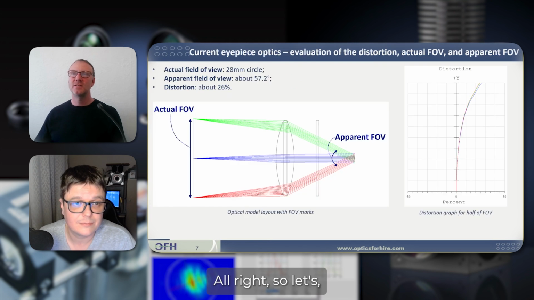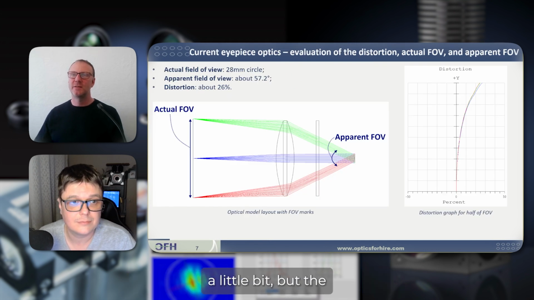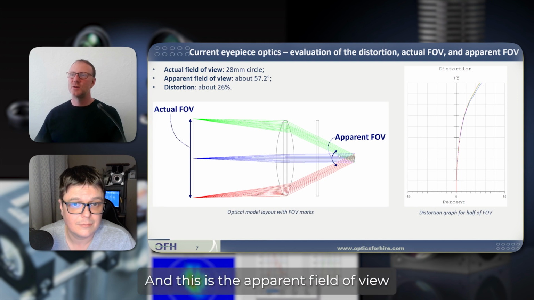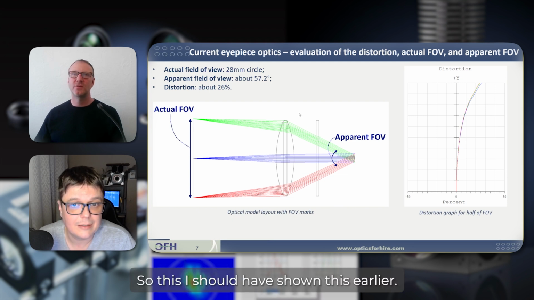All right, so I probably should have come to this slide, as this would have helped explain it a little bit. The actual field of view of the lens is looking at the LCD, which is 28 millimeters, and this is the apparent field of view that the user's eye creates. Is that right? Right. Okay. I should have shown this earlier.